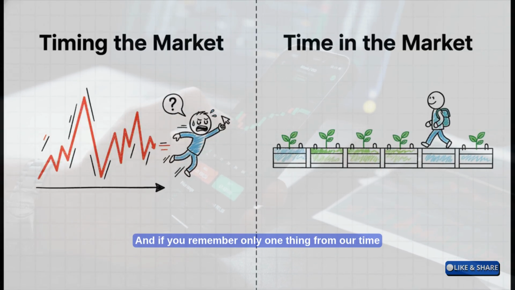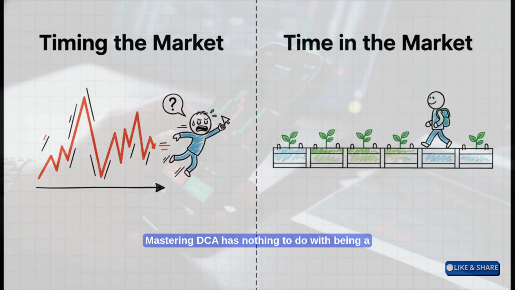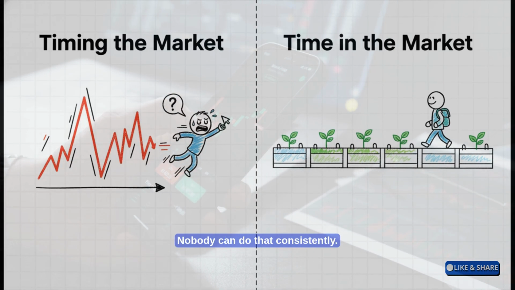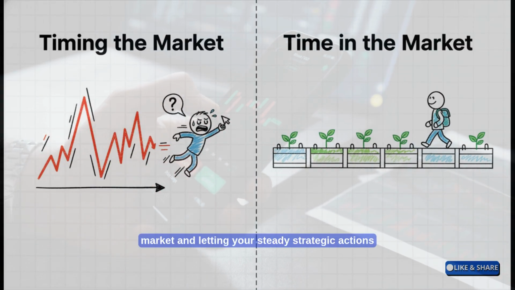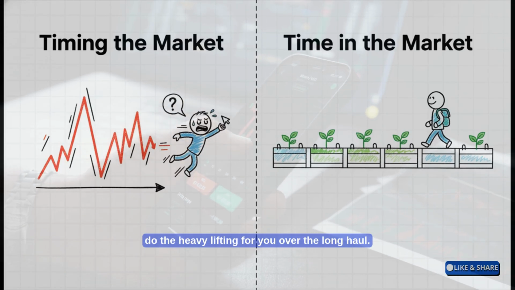And if you remember only one thing from our time today, let it be this. Mastering DCA has nothing to do with being a genius who can time the market. Nobody can do that consistently. It's all about committing to spending time in the market and letting your steady, strategic actions do the heavy lifting for you over the long haul.